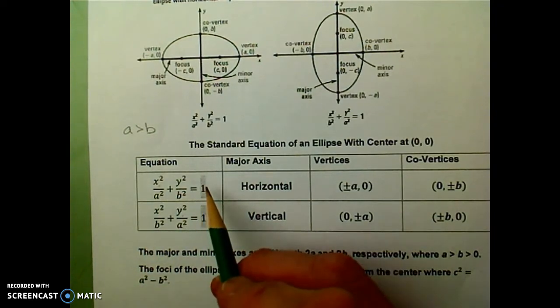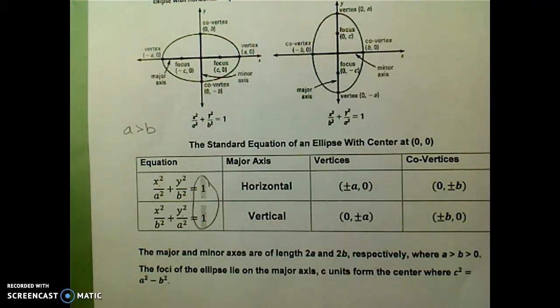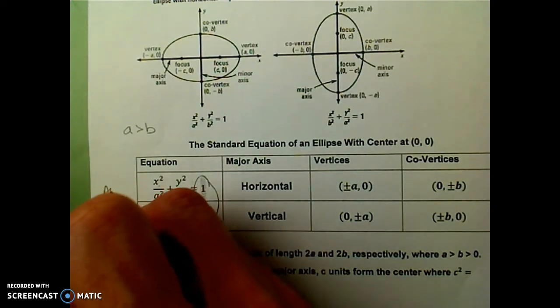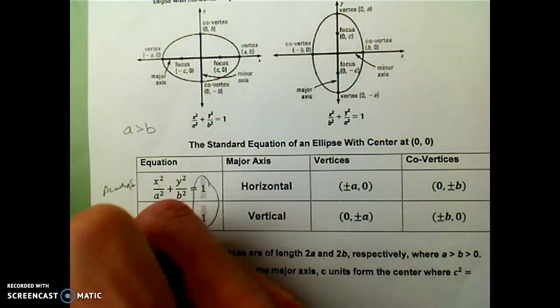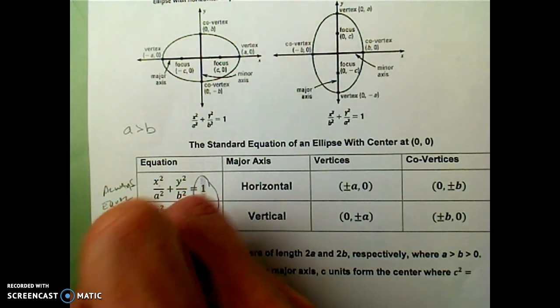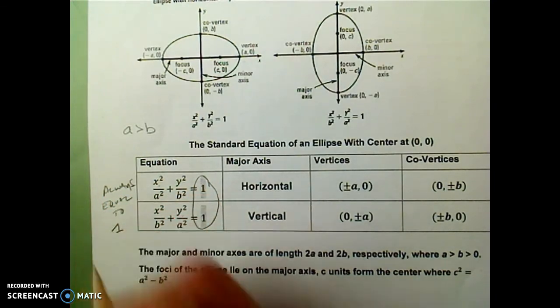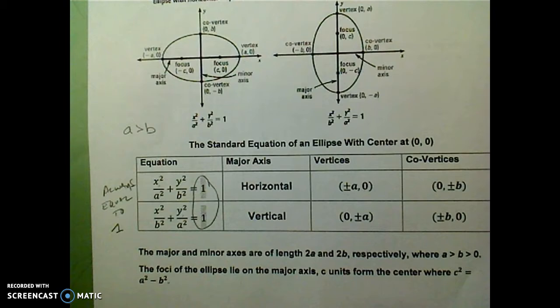The other important thing to keep in mind is that the equation of the ellipse is always equal to 1. So sometimes when we have to put it in standard form, we have to divide through all three terms in order to get 1 on the right side of the equal sign. So a is half the length of the major axis, b is half the length of the minor axis, so the major axis itself will be 2a, and the minor axis 2b.